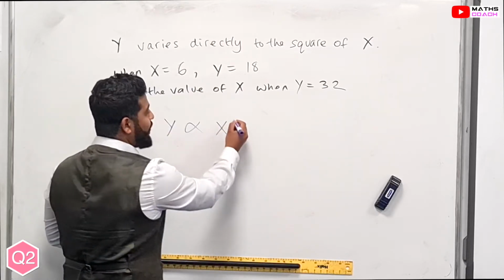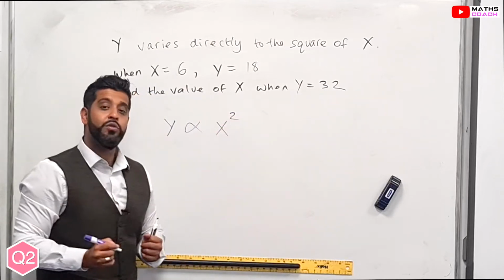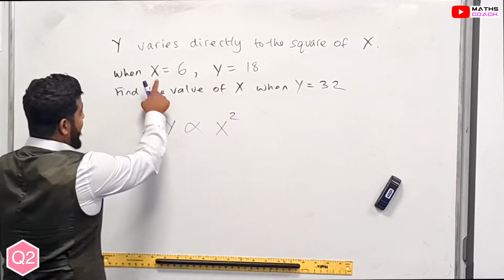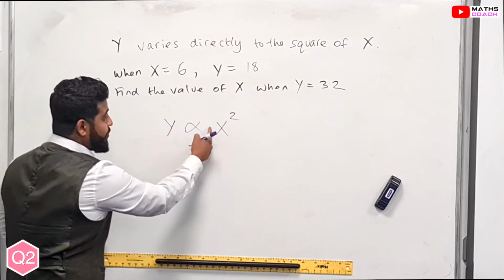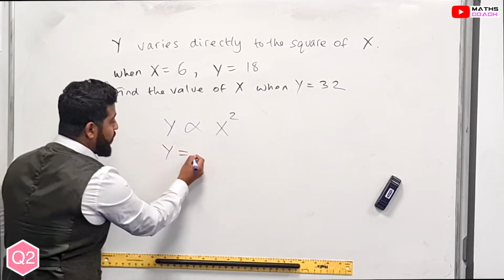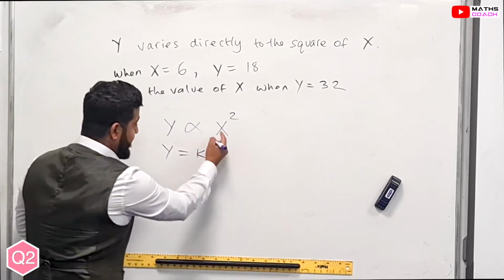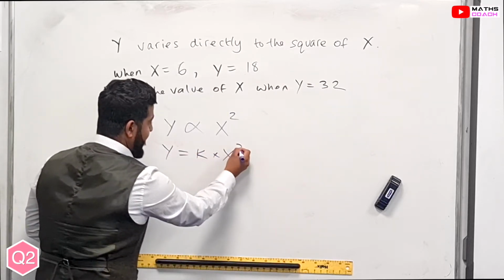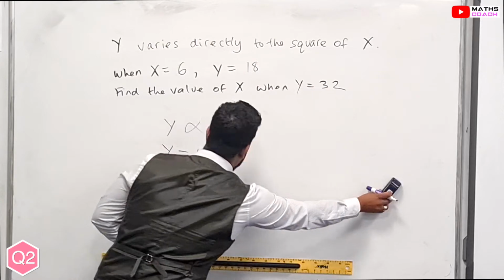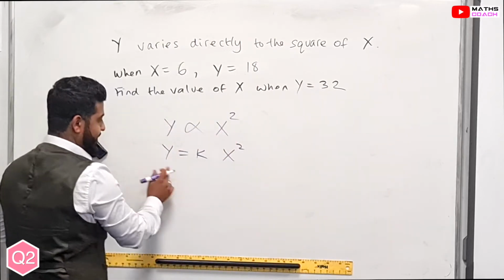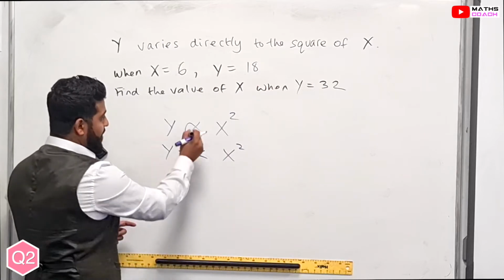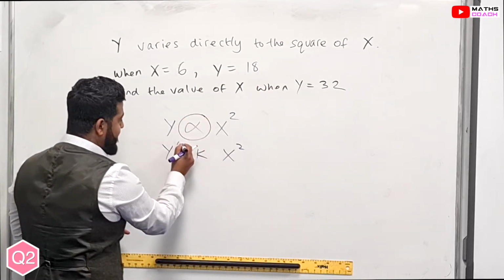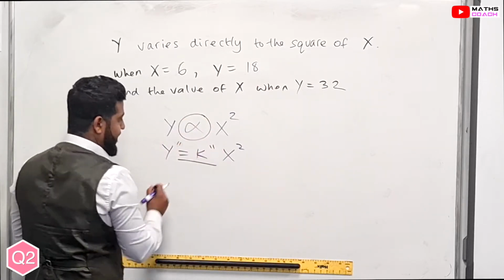What does the square of X look like? It's X squared. When X is equal to 6, Y is equal to 18. Now, here comes our step. This will get replaced with equal K. All right, and then you're having the times by X squared. You don't really even need this, so let's not put that in there. So Y is equal to K times by X squared. Remember, this is replacing with that.